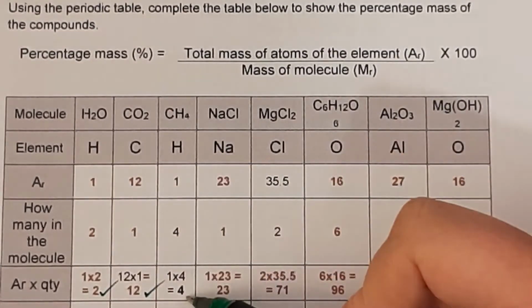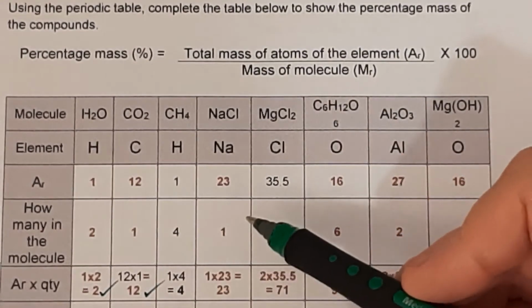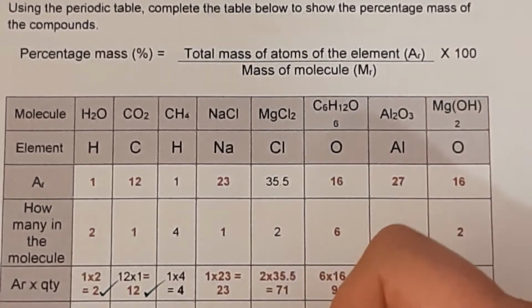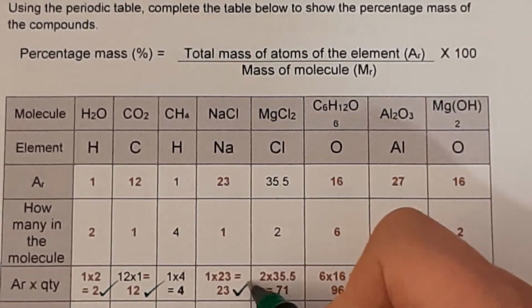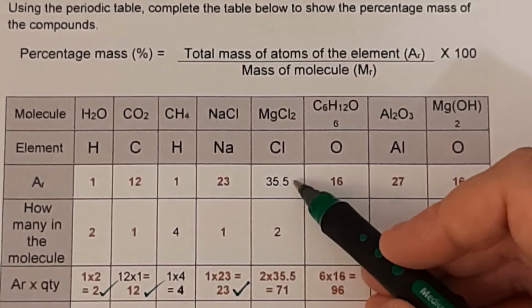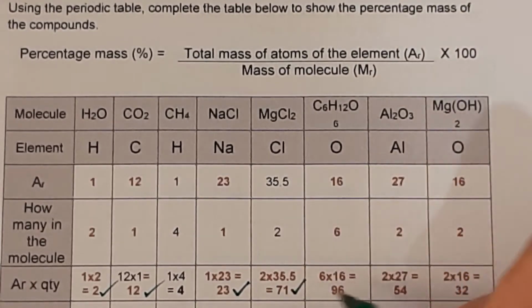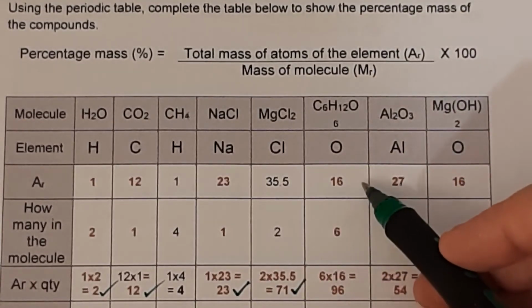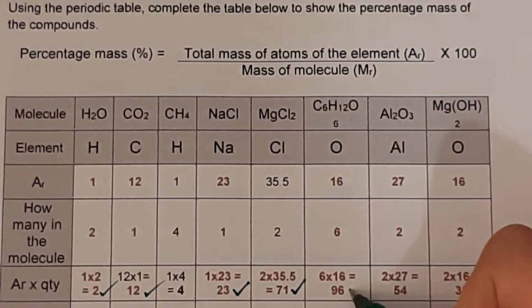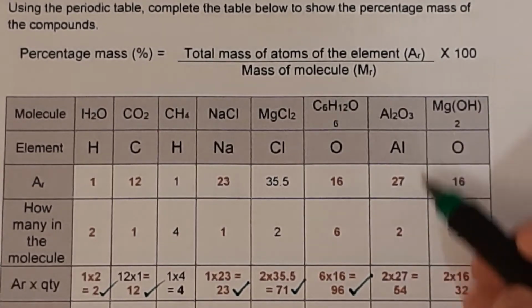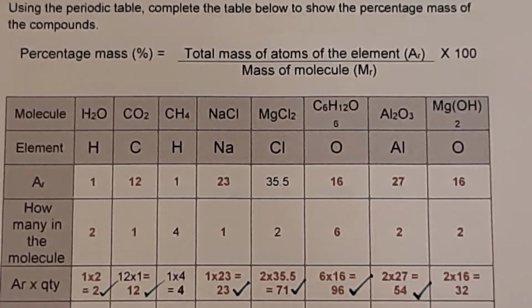1 times 4 is 4, we were given that one. 1 times 23, or 23 times 1, it doesn't matter which way around you do it, is 23. 2 times 35.5 is 71. 6 16s, or 16 sixes, is 96. 2 lots of 27 is 54, and 2 lots of 16 is 32. So if you got those right, well done.